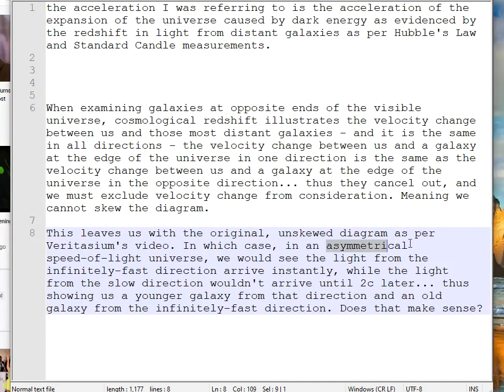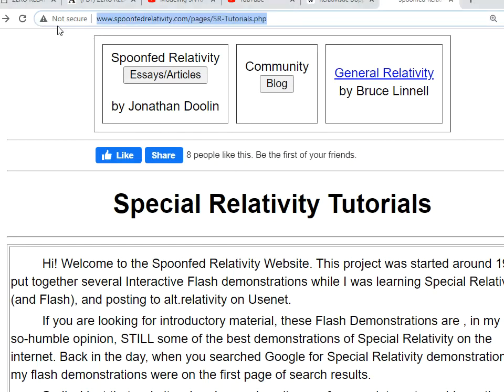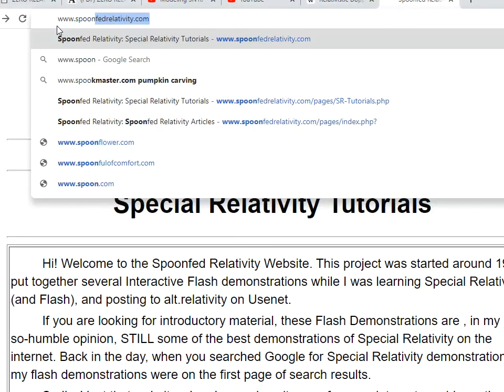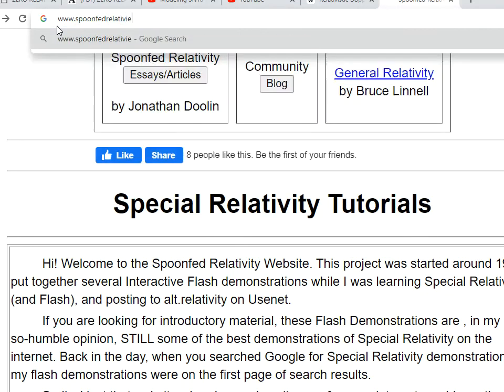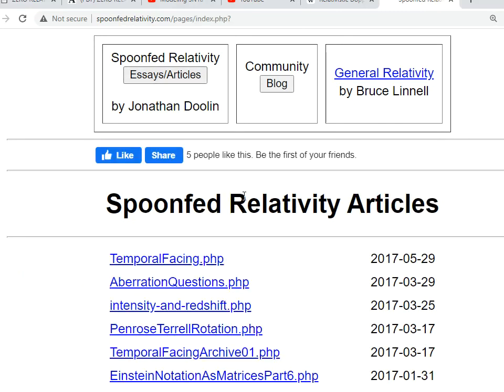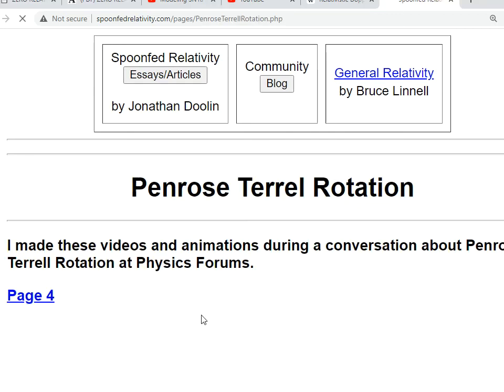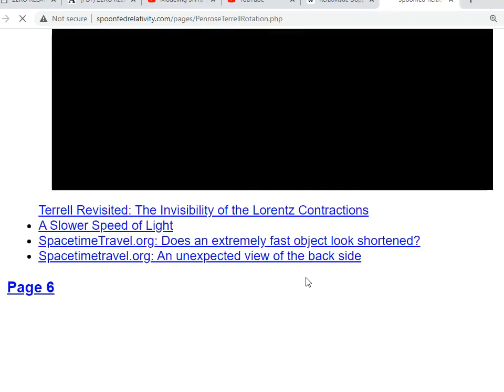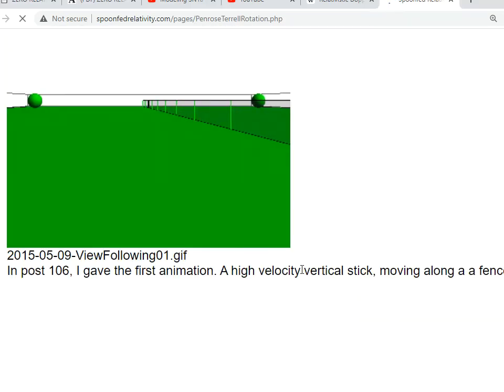However, this example had nothing to do with an asymmetrical speed of light. It was just an object that was coming toward you and then going away from you after it passed you. You can actually see some of this if you go to www.spoonfedrelativity.com and click on essays and articles, and then come down to Penrose-Terrell rotation.php. It's not very well titled, but it has a bunch of animations that I made some time ago.